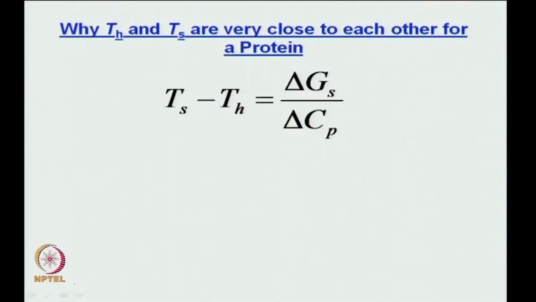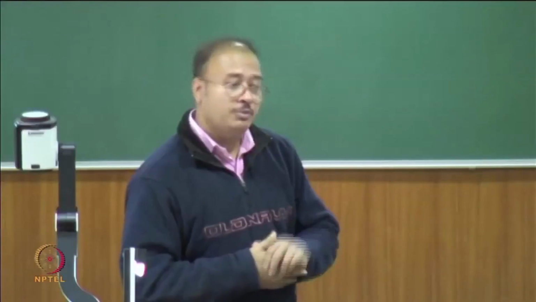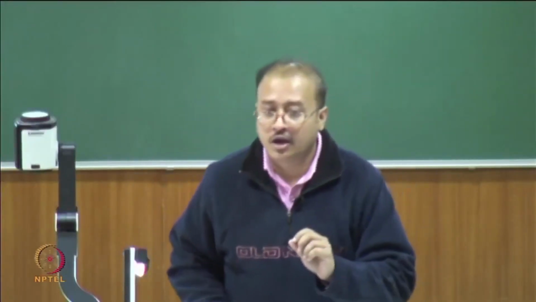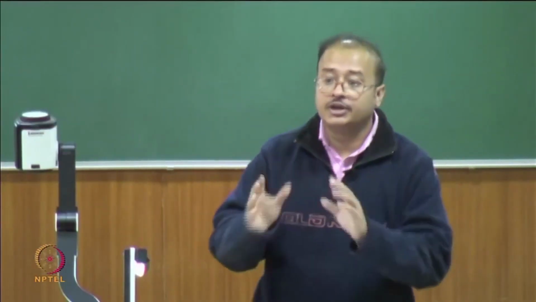Now, what it means is, therefore, delta Cp for unfolding is large and falls in the range of 12 to 18 calories per degree per residue. Now, this is definitely an approximation, but think about it. If you have a number like this, it is 12 to 18 calories per degree per residue, right.